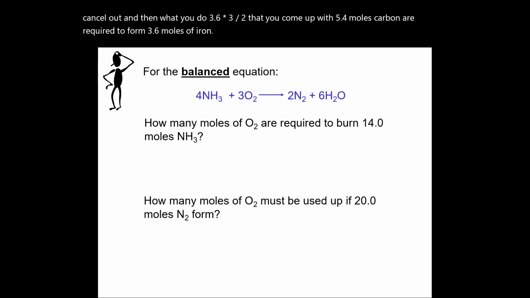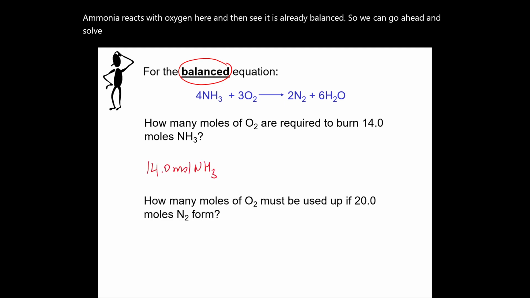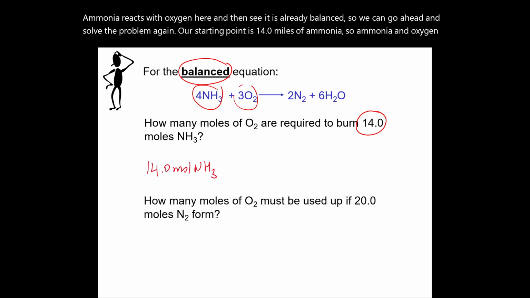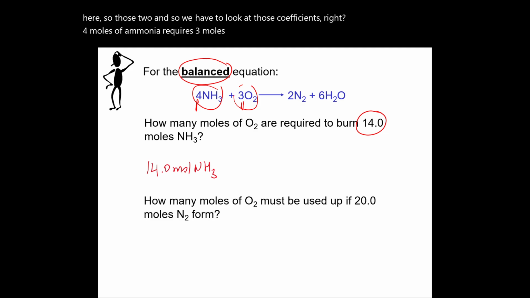So this is another question. Ammonia reacts with oxygen here, and see, it is already balanced, so we can go ahead and solve the problem. Again, our starting point is 14.0 moles of ammonia. So ammonia and oxygen here, so those two, and so we have to look at those coefficients, right? 4 moles of ammonia requires 3 moles of oxygen.